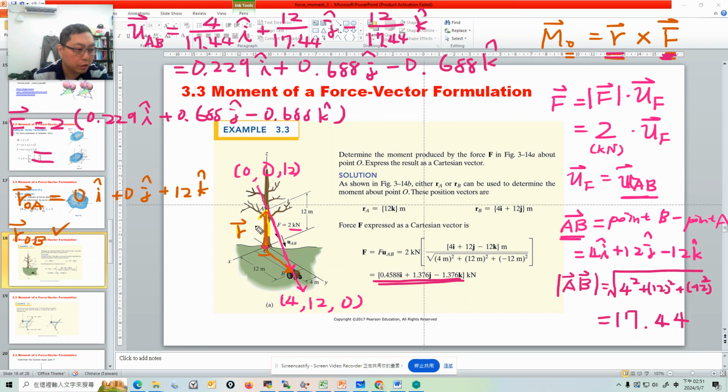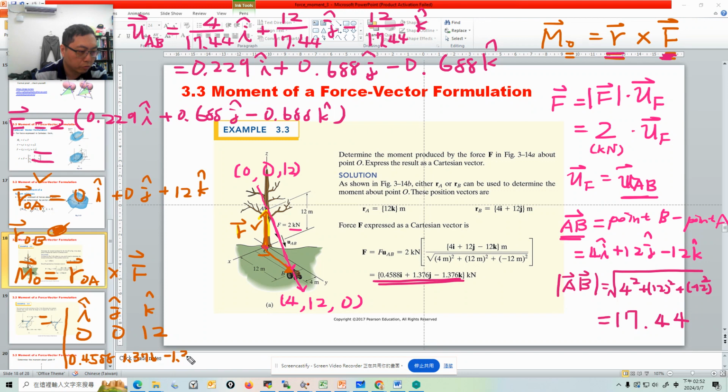Here I just use OA because it is very obvious to see. So let's calculate the moment with respect to O, which is equal to R_OA cross the force vector. We use the 3×3 determinant with i, j, k. First we write the components of the position vector, and in the third row we write down the force vector: 0.4588, 1.376 and minus 1.376.